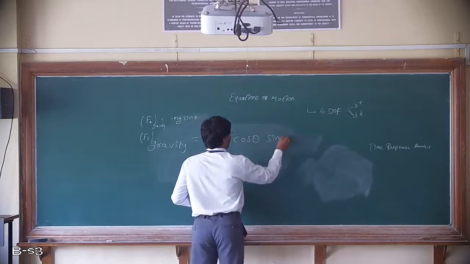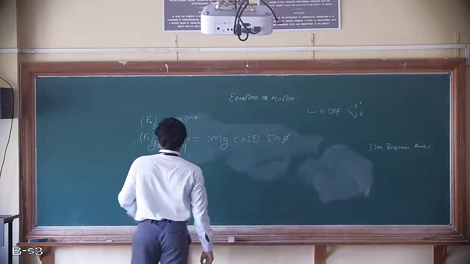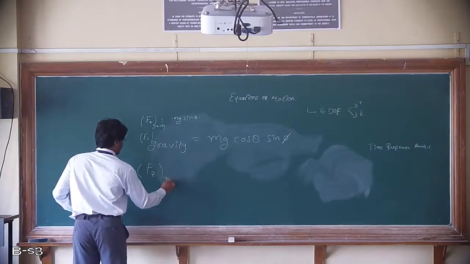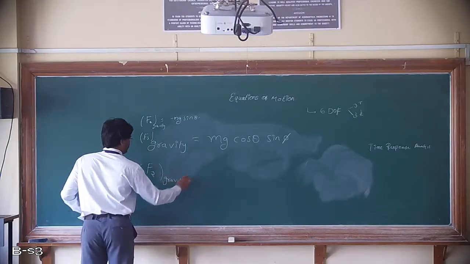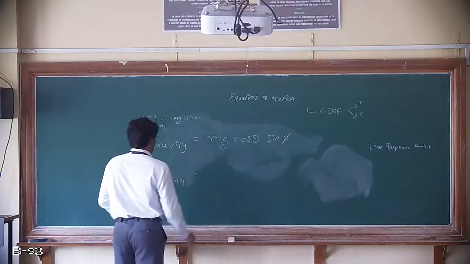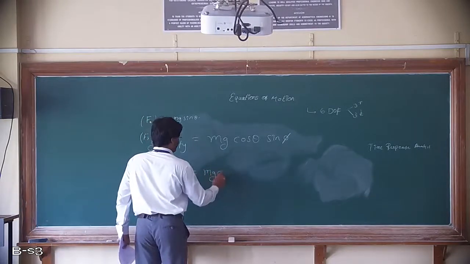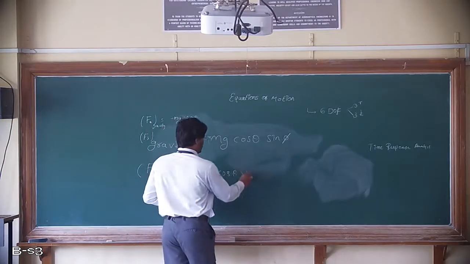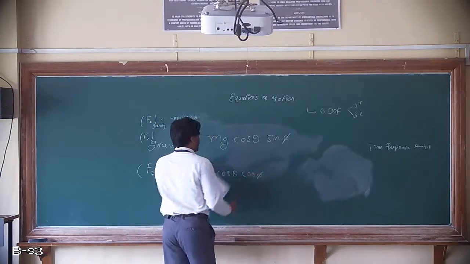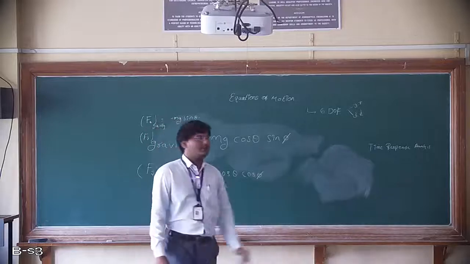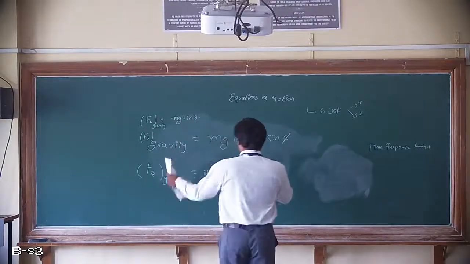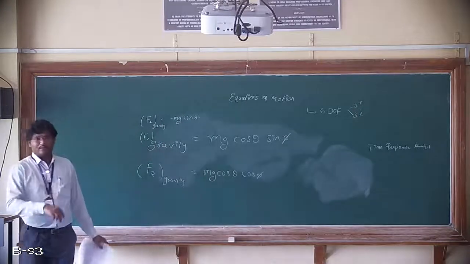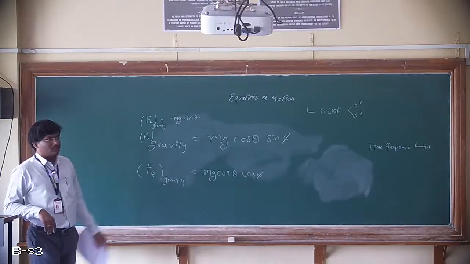The third one, Fz, gravity, you will get mg cos theta cos phi. So what is theta, which angle? Phi is the roll angle, right? So finally you will get this equation.